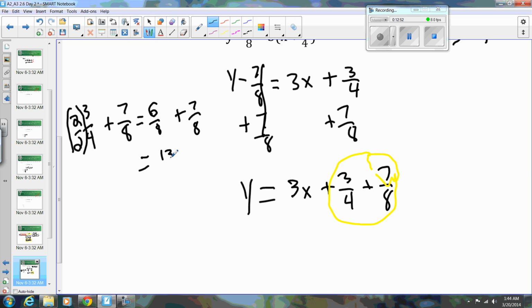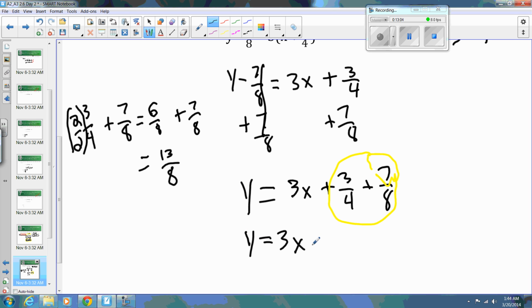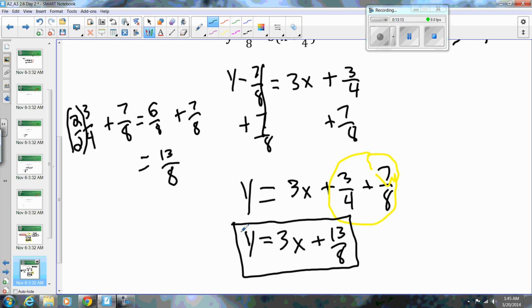So what is that fraction? 13 over 8. No, fractions will not disappear. They are your friend. So because that's 13 over 8, I will rewrite this in its final form. Y is equal to 3x plus 13 over 8. Final answer.